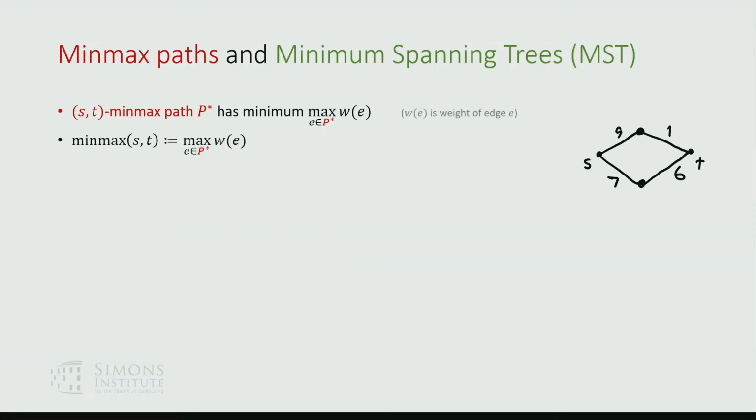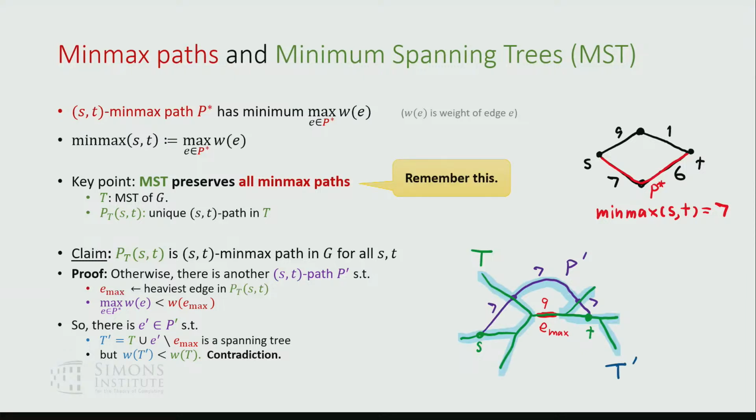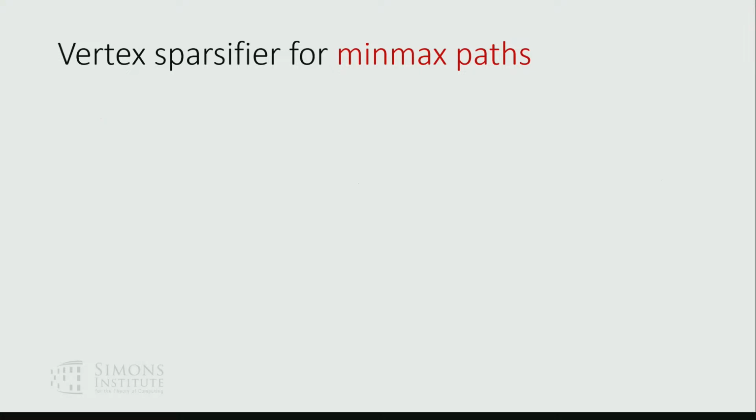What we have seen is the definition of min-max path, which is just a path with minimum max weight. Here, the min-max path from S to T is 7. The important thing we need to remember is that you can sparsify the graph into a tree, and this minimum spanning tree preserves every min-max path between every pair of nodes. So now let's try to construct a vertex sparsifier for the min-max path problem.